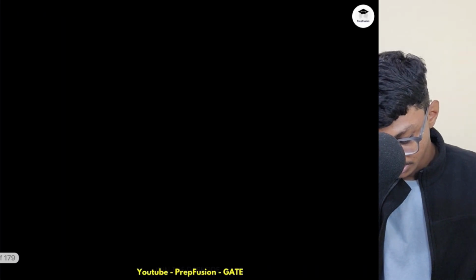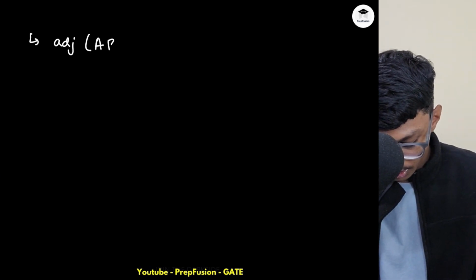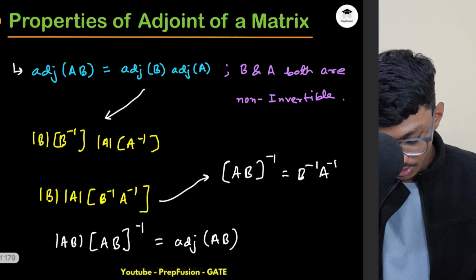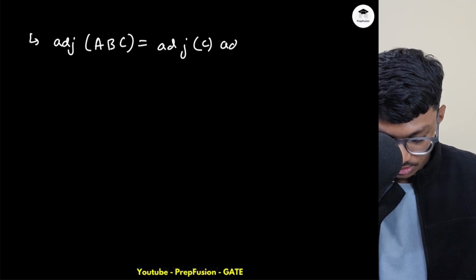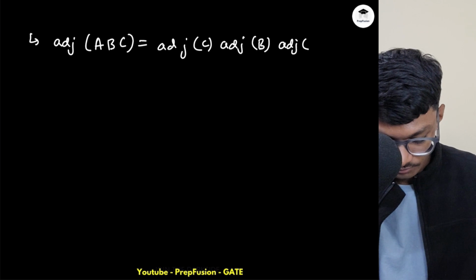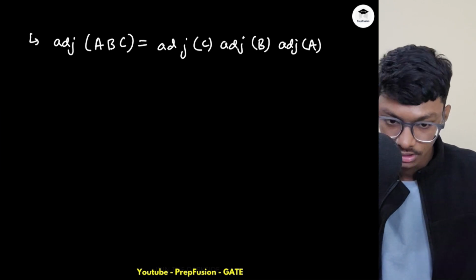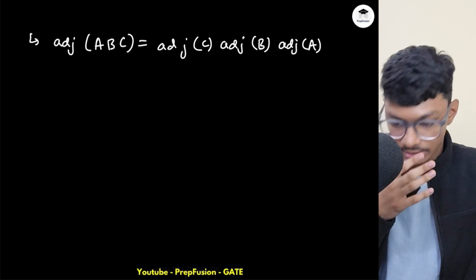You can expand this like adjoint of ABC will simply equal adjoint of C, adjoint of B, adjoint of A. So yes, these are the properties.